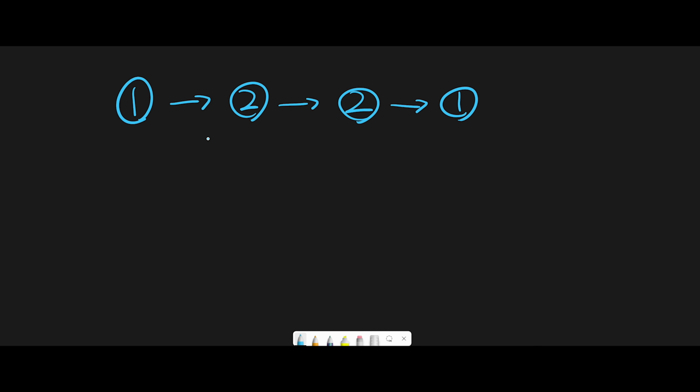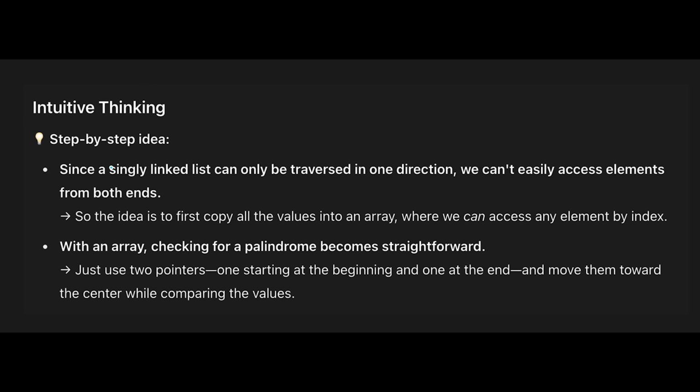First of all, the intuition is that if we compare from the left side and the right side at the same time, we can easily find a palindrome, right? Like 1 and 1, so they are the same. So move next and move next, and then we find 2 from the left side and also 2 from the right side, and they are the same. That's why this linked list is a palindrome, so return true. But the problem is we can easily move from left to right, but it's hard to move from right to left. That's the problem. This is my intuition, my thought process.